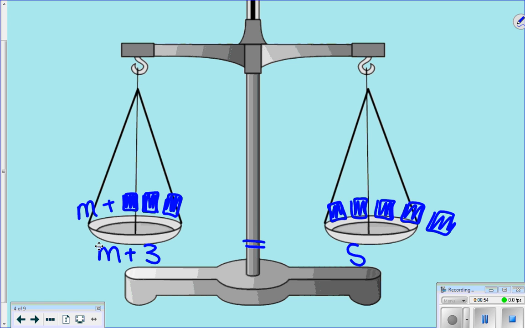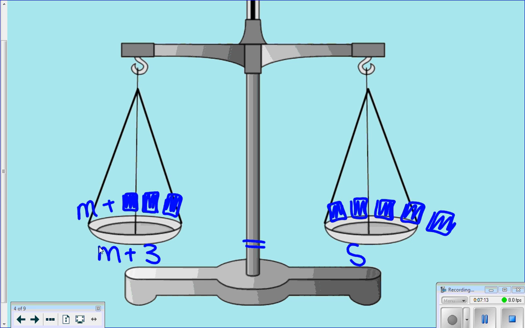Okay? So, remember, if I do something to one side, I got to do it to the other side to make it equal, right? And my job is to keep my equation equal at all times, because if I don't, I'm not going to get the correct answer. So I have to keep my balance equal on both sides. So my job is to find out what this equals.